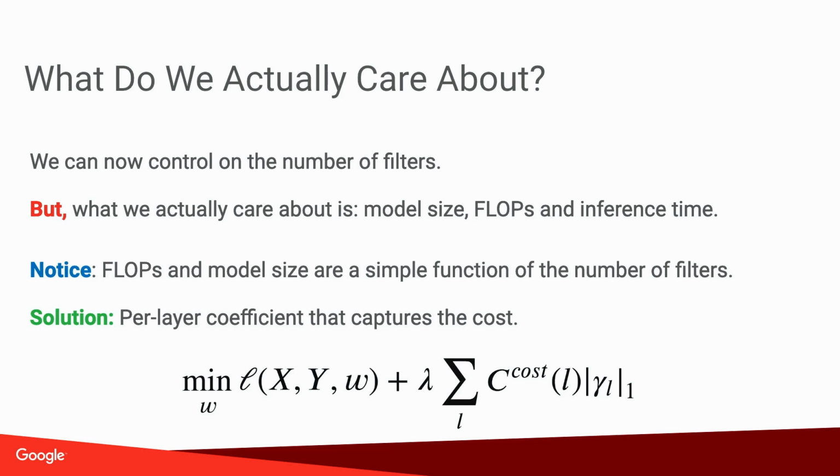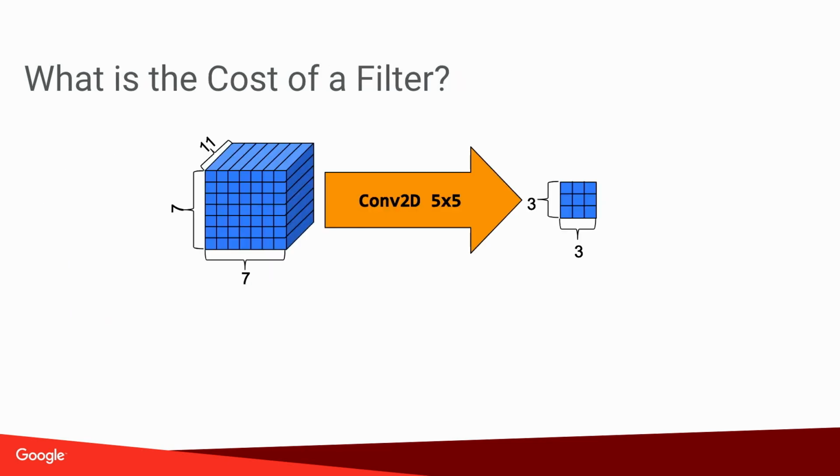Luckily, most of these quantities that I mentioned, number of floating point operations and model size, can be thought of as some coefficient, some weighting function, times the element-wise regularization of, let's say, the batch norm gamma, the filter-specific regularization. So what does this coefficient look like, and what does it represent? This coefficient will represent the marginal cost of one activation.